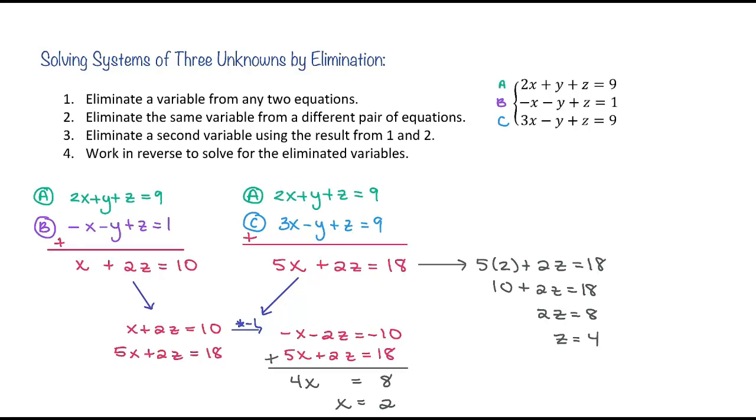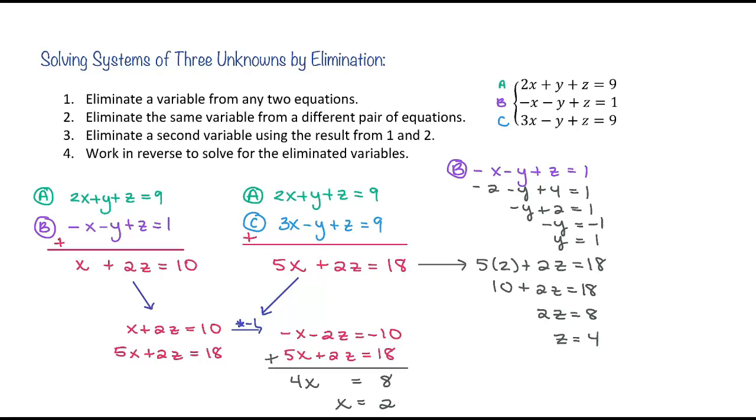Now we can go back to one of our original equations with our values for x and z and solve for y. Let's use equation B, simply because it looks the simplest. Substituting 2 for x and 4 for z, we have negative 2 minus y plus 4 equals 1. Adding, we have negative y plus 2 equals 1, and subtracting 2 from both sides, we have negative y equals negative 1. Finally, multiplying both sides by negative 1, we find that y is equal to positive 1.